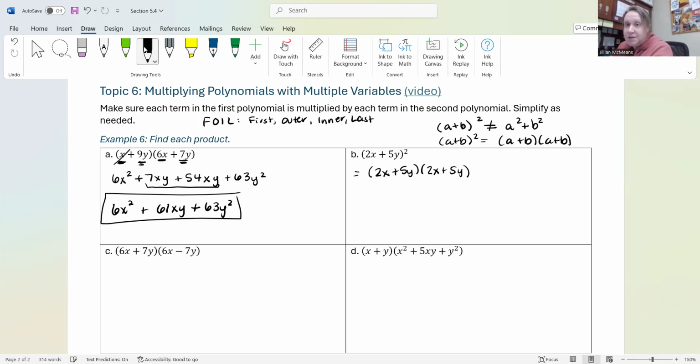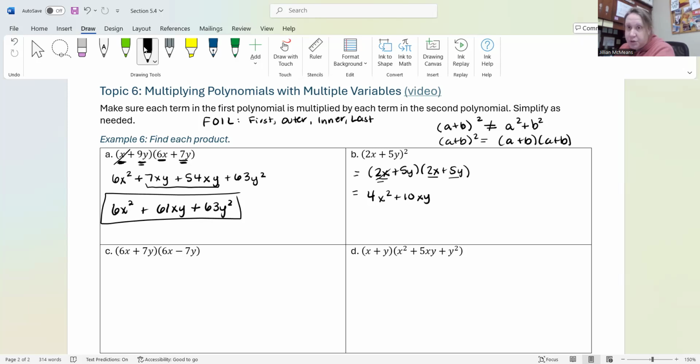And then I'm going to do exactly what I did in part A, okay? So I'm going to start with 2x. I'm going to take the 2x and distribute it through the second polynomial. So 2x times 2x, well, 2 times 2 is 4. X times x is x squared. And then 2x times 5y, well, 2 times 5 is 10, and then x times y is just xy. We just write them side by side. Okay, I'm done with the 2x. I don't need it anymore. It's been distributed.